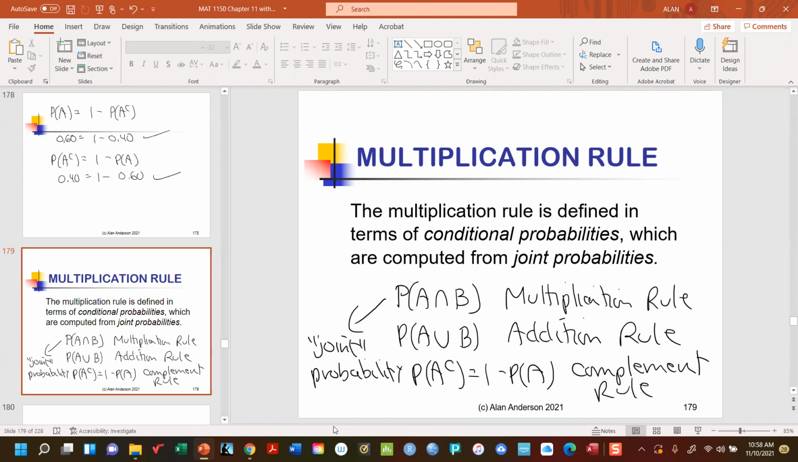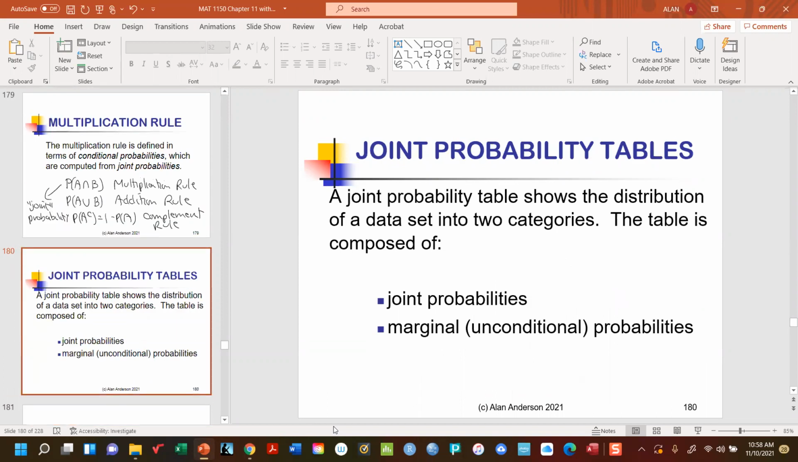Now, in order to do this properly, though, we have to take a step back and introduce a very important example, which will help us define some of the new types of probabilities that we will need to understand the multiplication rule. All right, so first things first, what we're going to do is start with a table known as a joint probability table. And basically what it's going to do is take a set of data that is broken up into two different categories.